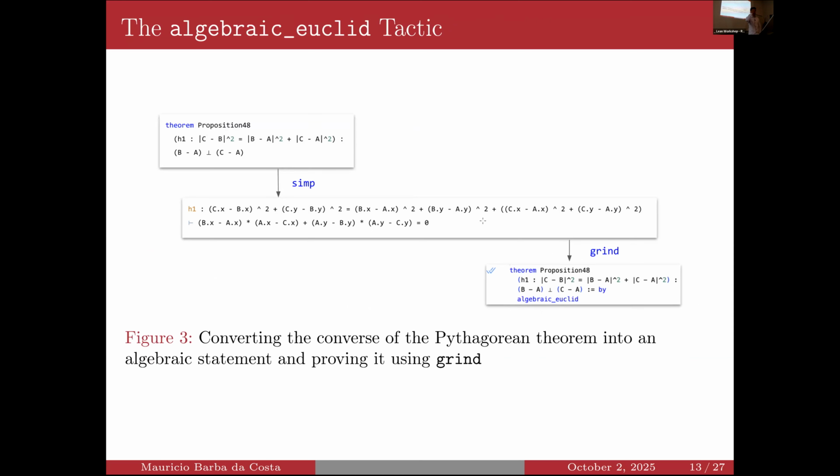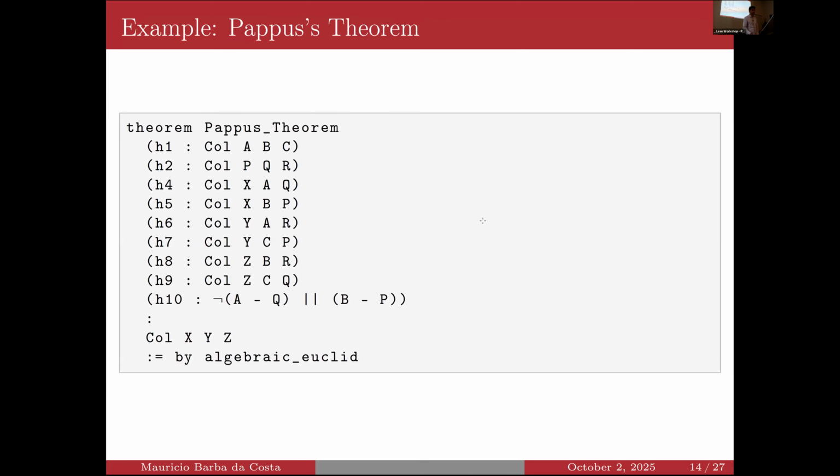Okay, so then here's what a tactic that I created called algebraic Euclid does. It takes a geometric statement, right? It applies simp so that everything gets unfolded into just purely polynomials. And then I take grind, and then grind is able to prove it. So for example, the theorem that's being proved here is the converse of the Pythagorean theorem, right? It's just kind of satisfying to see.